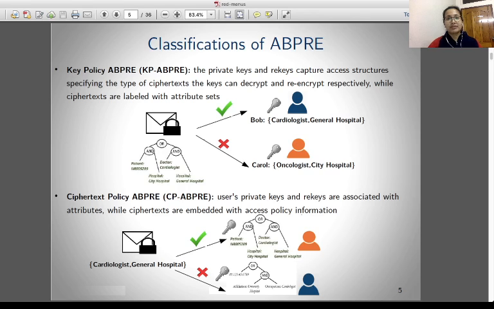So in the context of attribute-based encryption, ABPRE is classified into key policy ABPRE and ciphertext policy ABPRE. In key policy ABPRE, the private keys and the re-encryption keys capture the access structures that specify what type of ciphertext the keys can decrypt or re-encrypt, while the ciphertexts are labeled with attribute sets. In case of ciphertext policy ABPRE, the user's private keys and the re-encryption keys are associated with attributes, whereas the ciphertexts are embedded with access policy information. So as you can see, CP-ABPRE is the dual of KP-ABPRE. In this work, we will only be talking about KP-ABPRE.